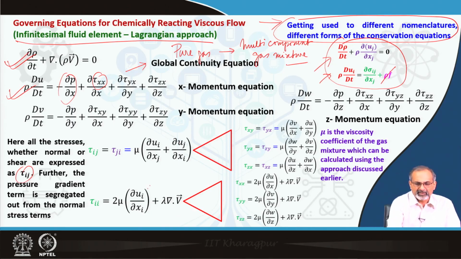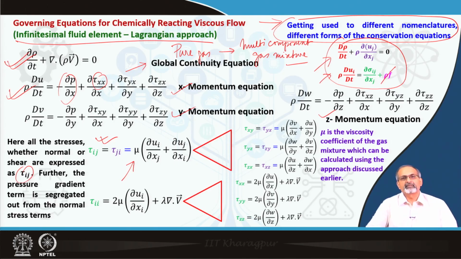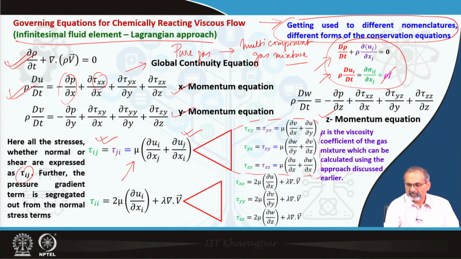And then you realize that all the tau ij terms that we see in the x momentum, y momentum and z momentum equations above can be represented in a general form like this, where tau ij and tau ji are identical, and they are represented in this form: mu times (del ui del xj plus del uj del xi). From there we get these three expressions for tau xy, tau yz and tau zx.